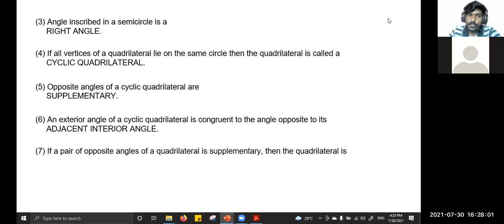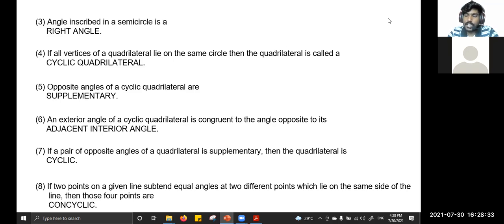And this was the last result which you did: if a pair of opposite angles of a quadrilateral is supplementary, that is the converse of the cyclic quadrilateral theorem. The converse says that in a quadrilateral, if you add the opposite angles and you get 180 degrees, then that quadrilateral is cyclic.